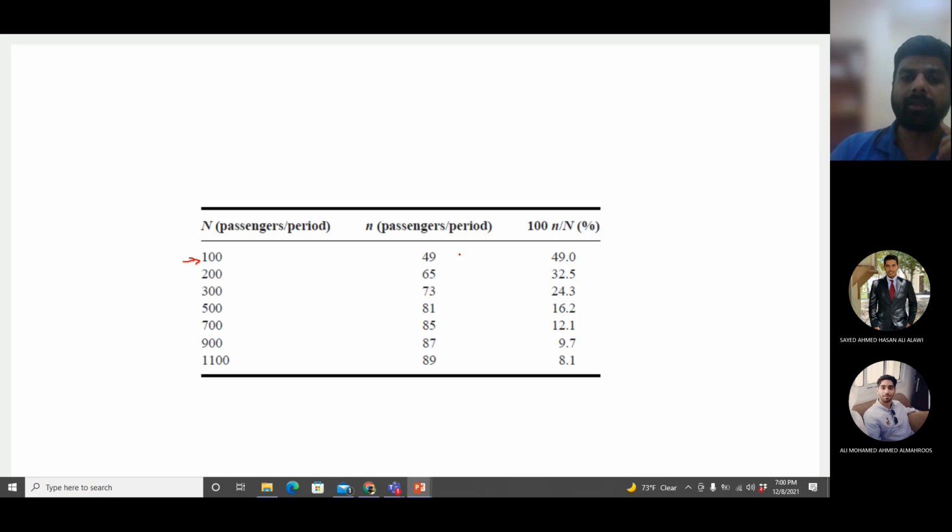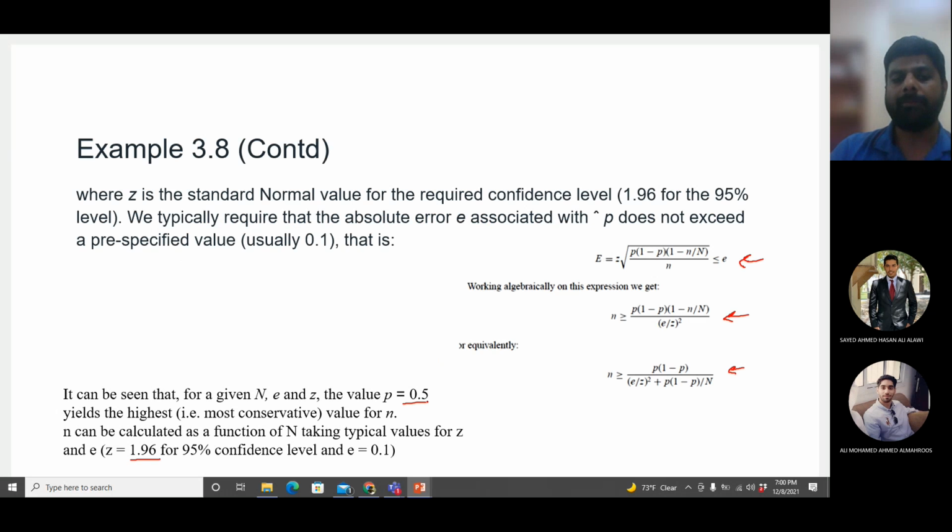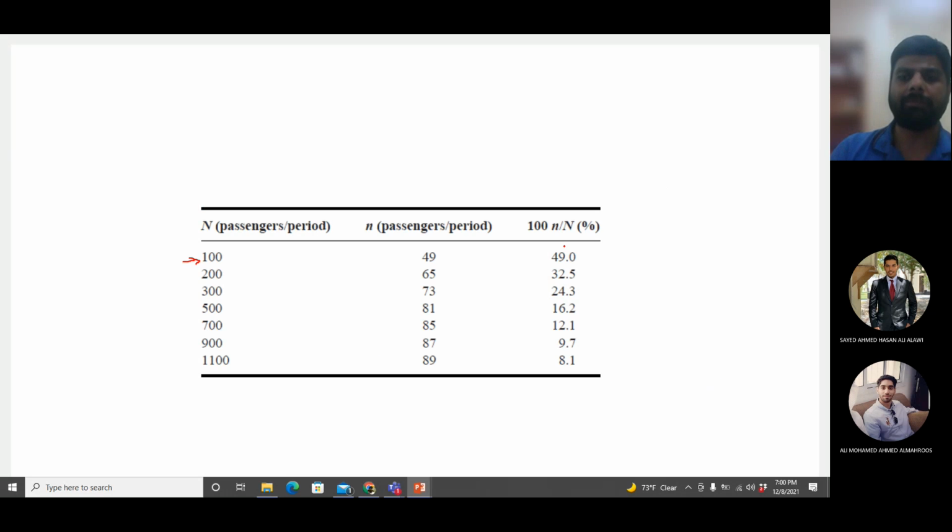Again, we are putting p at the maximum, 0.5, e is assumed to be 0.1, and z for 95% confidence is assumed to be 1.96. So you can keep on changing the values of capital N and calculate small n, how many cars are traveling and how many cars you should observe. This is a table for that, and depending upon that, you can calculate what percentage of cars you are observing from the total.